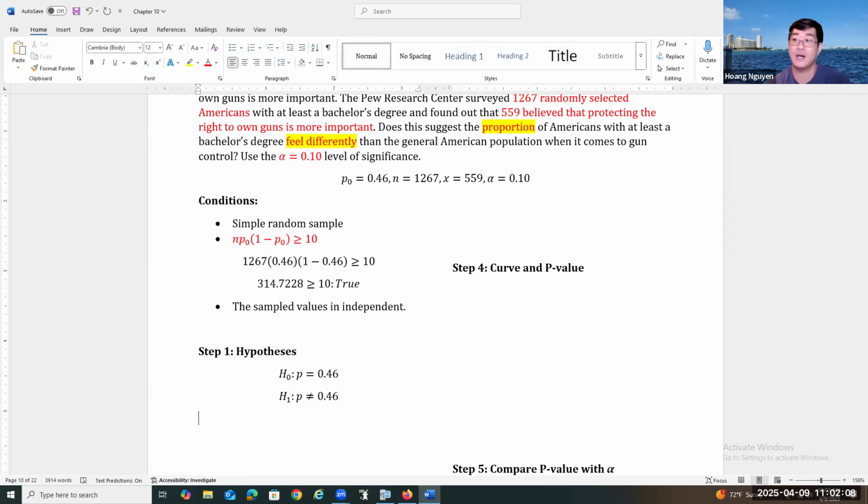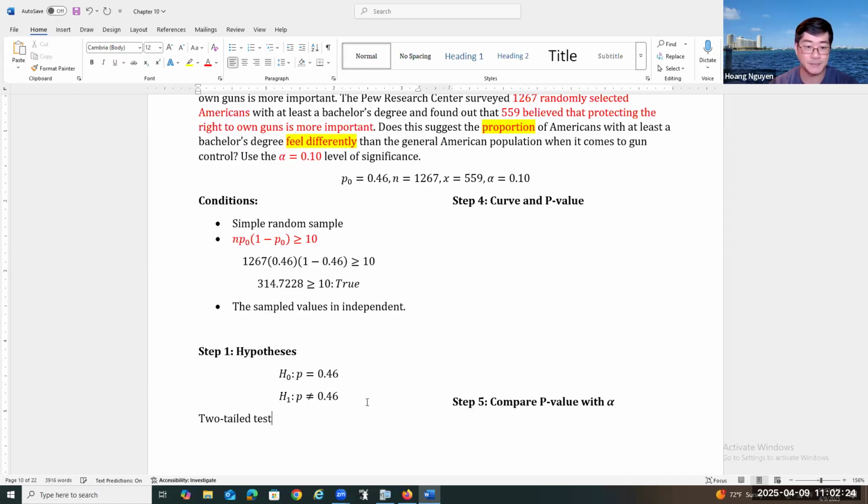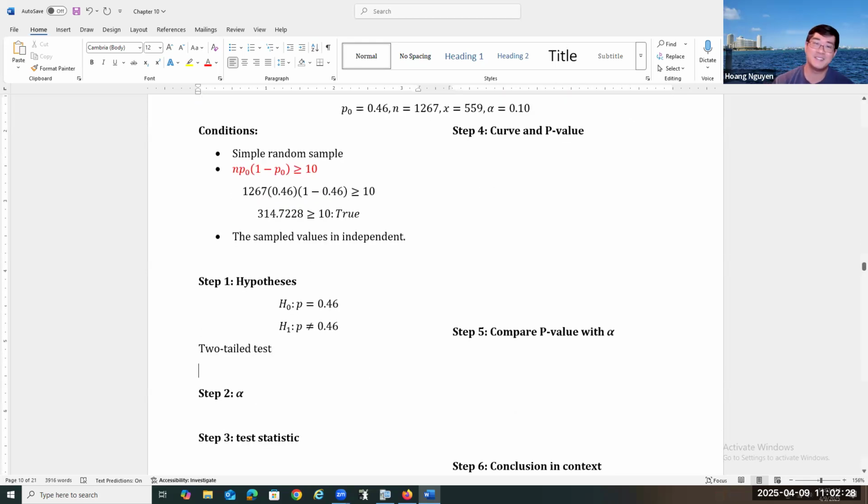Now, based on the alternative hypothesis, can someone help me determine the number of tails for this test then? Is that two tails, left tail, or right tail? So this is the hypothesis of equal versus not equal, right? So there's going to be a two-tail test. So that's going to be step number 1.